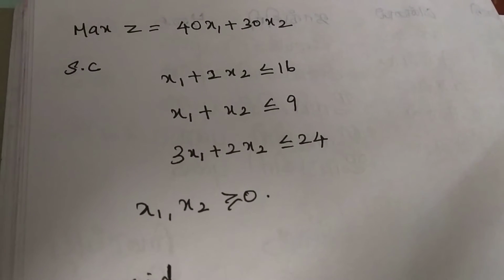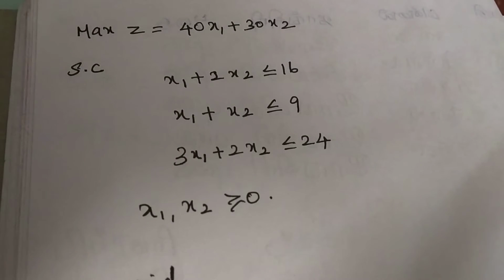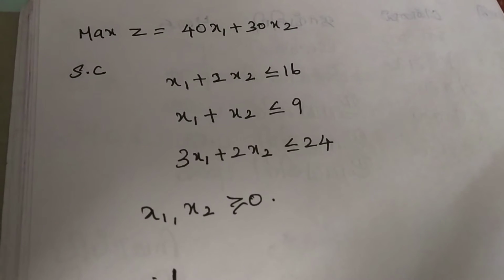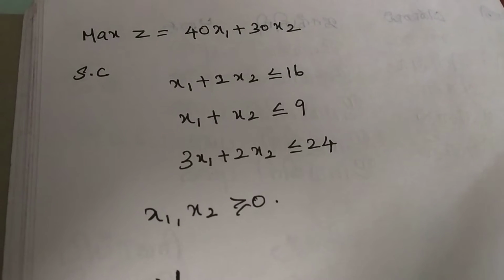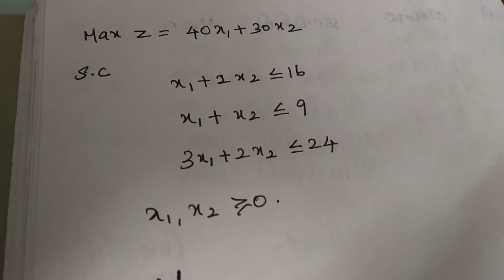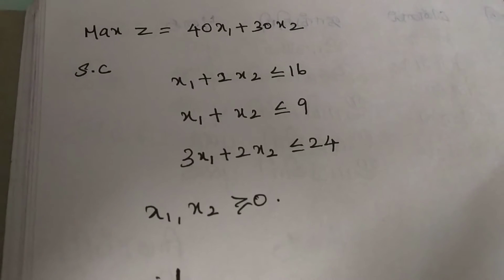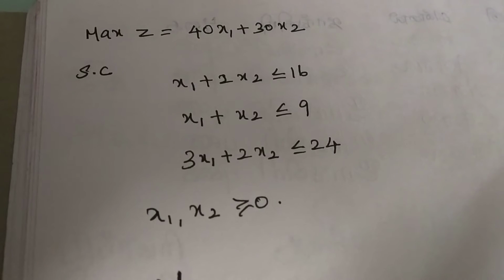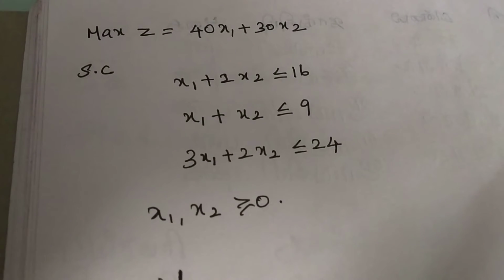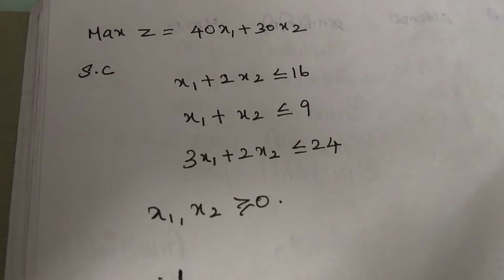So here, we are going to write the standard form of the given LPP. So this is the canonical form of LPP. We are going to write the standard form of LPP. So what is the standard form of LPP? If it is less than or equal to type, we have to add the slack variables S1, S2, S3 in these three equations. So that should be an equation type.